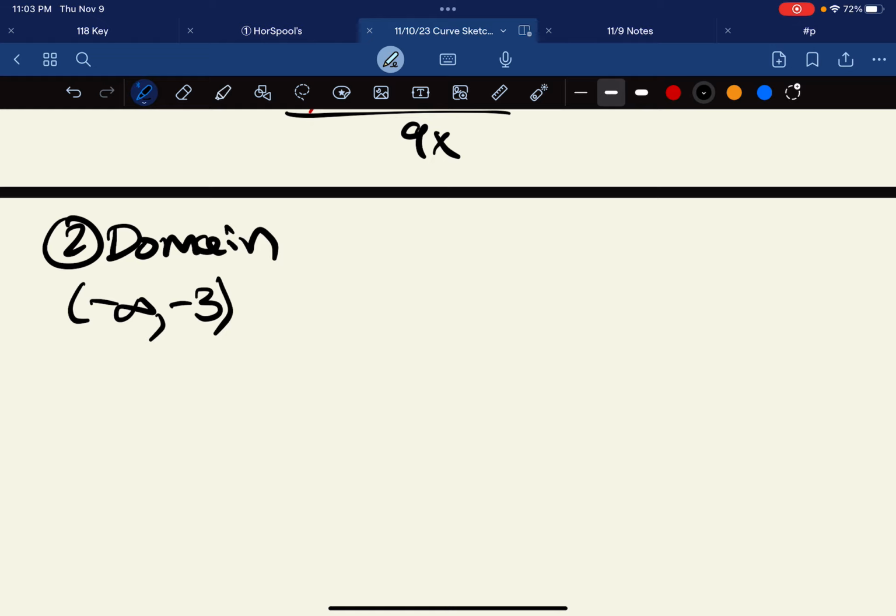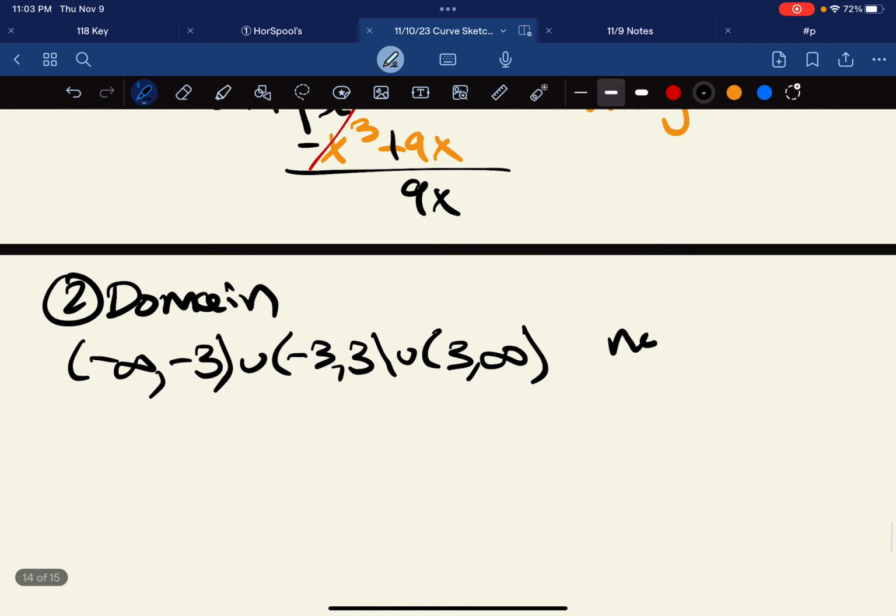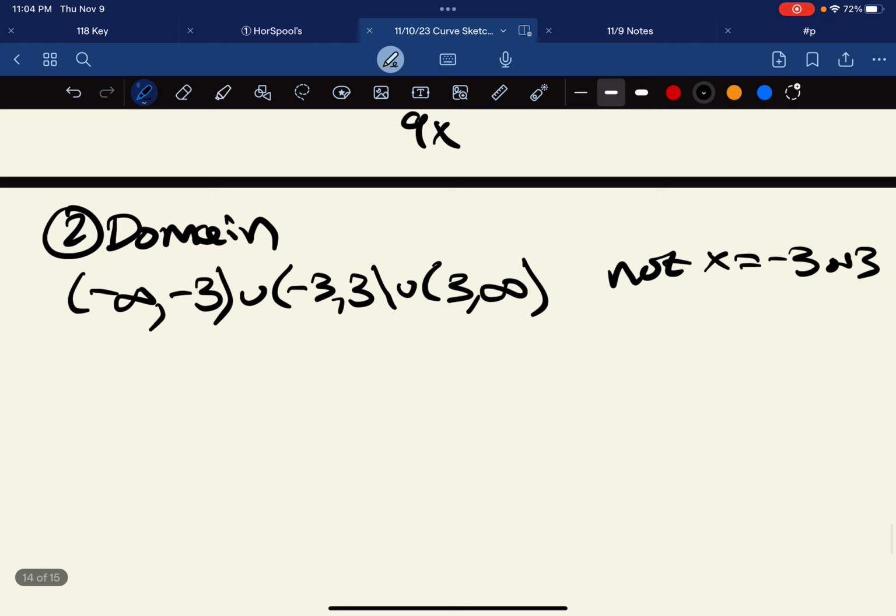So we go from negative infinity to negative 3, and then negative 3 to 3, and then 3 to infinity. So basically, we're just saying x is not equal to negative 3 or 3. We're just excluding those from our domain. Cool. So now we have our domain.